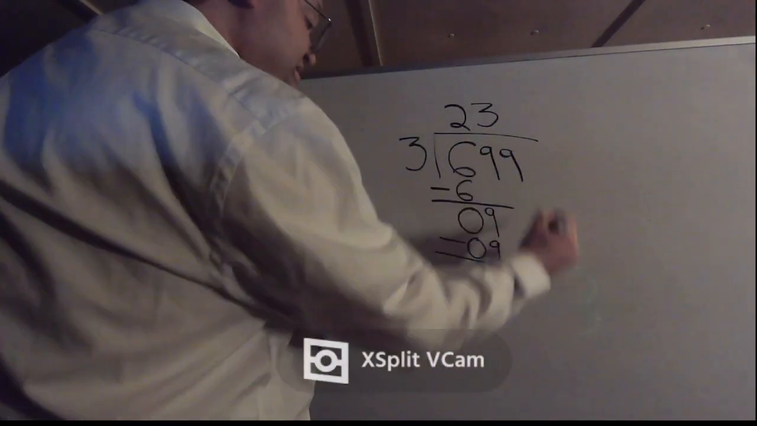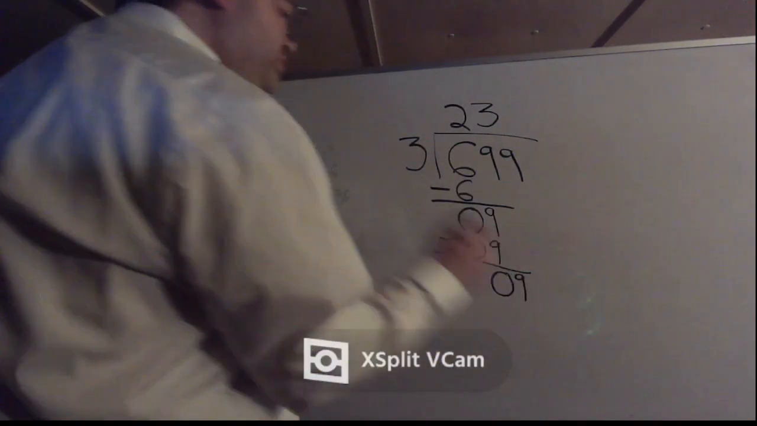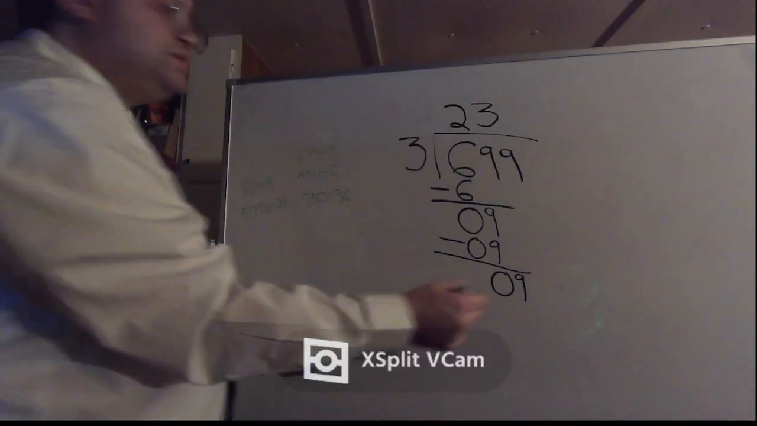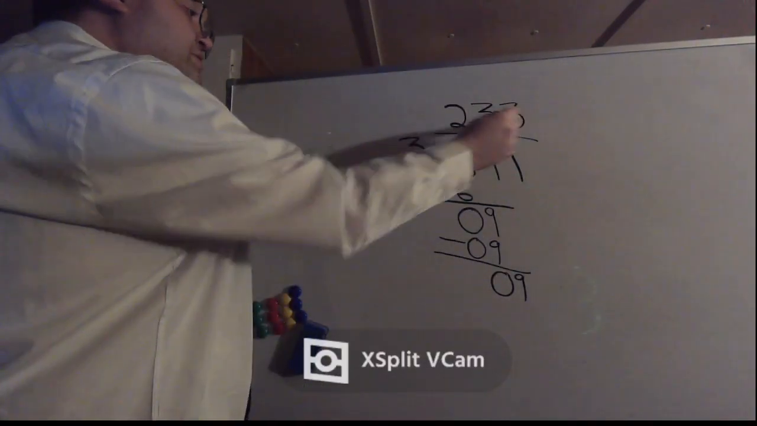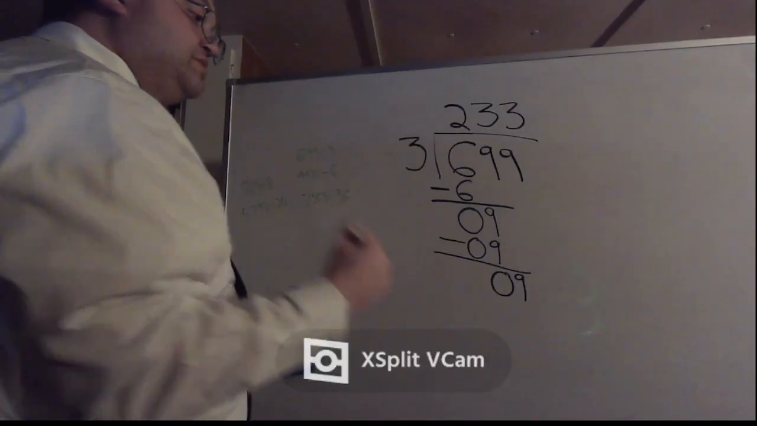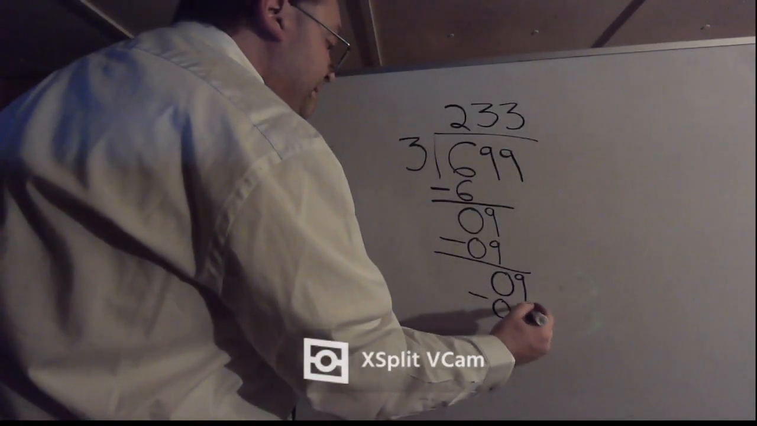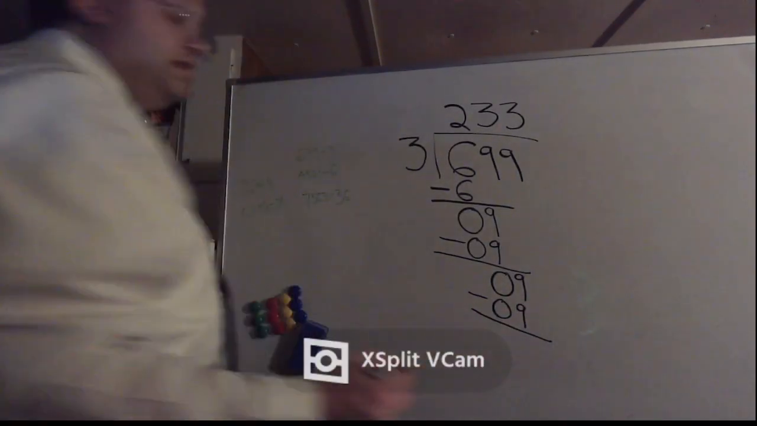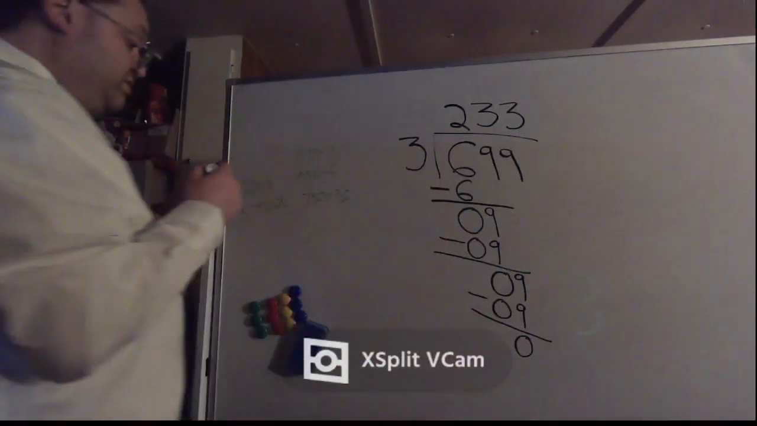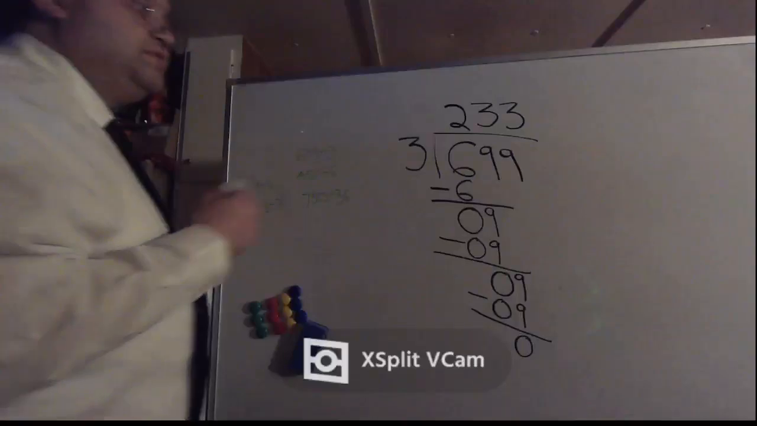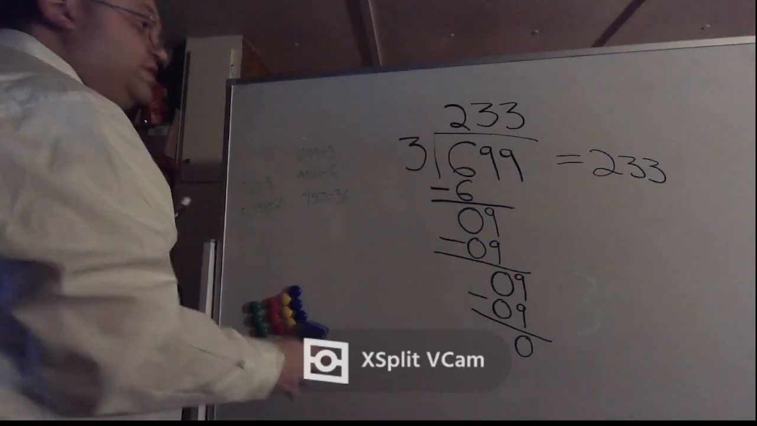Bring down your next 9 from the dividend. 3 goes into 9 how many times? Also 3. 3 times 3 is 9. Subtract 9 from 9, you get 0. So your final result is 233, remainder of 0, or you can write it as 233. There's no remainder. That's your answer.